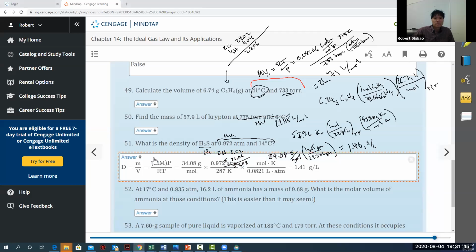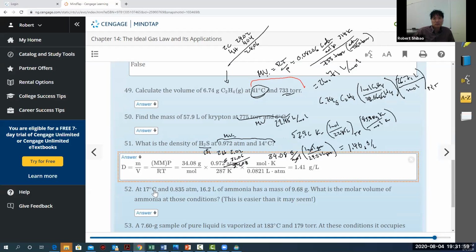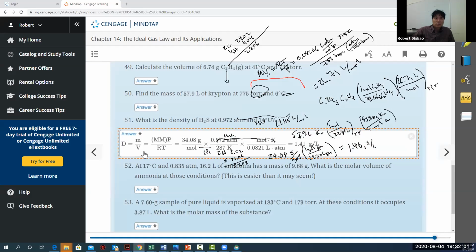There, let's see what the book does. Your book is going to use this equation. We derived this equation in class. Molar mass, P over RT. I don't like to memorize very many equations. Or, I mean, it's fine to derive it, though. If you can derive this equation, that's good. Or you can just use dimensional analysis.